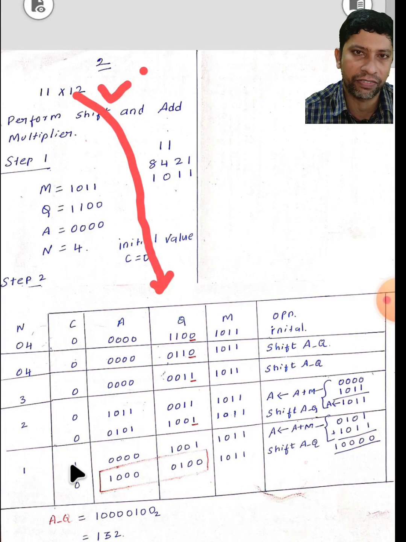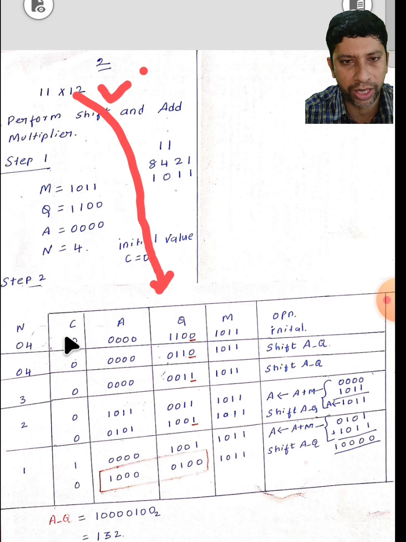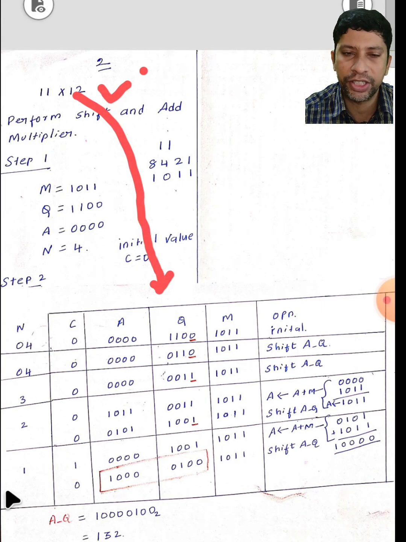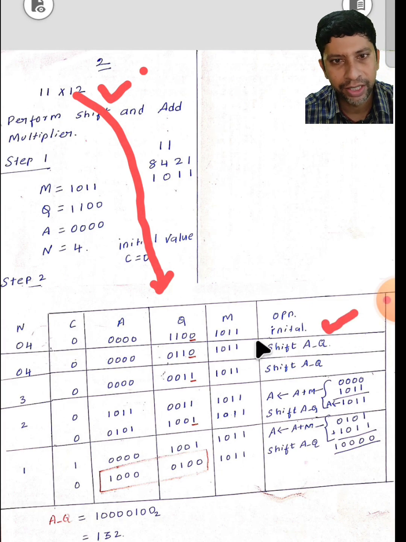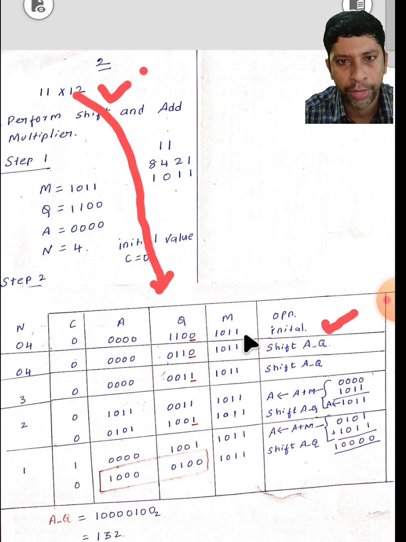If at all you are going to have a carry, I'm just going to have this carry bit, which is initially 0. N is the number of operations that you are going to do in this case. Clear. Now I'll go for the first thing. First, as you know, M is equal to 1011, done. Then Q value is 1100, A is 0, right, this is taken.